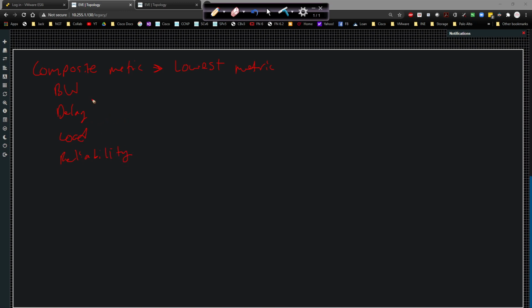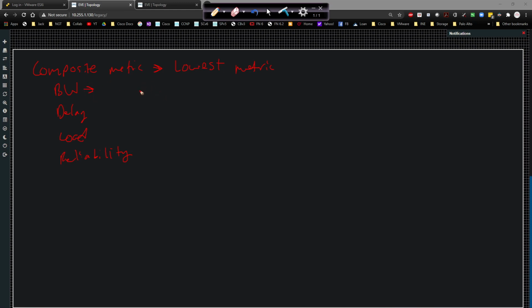The attributes that are used in order to determine the composite metric are going to be bandwidth, delay, load, and reliability. Now, each one of these has a unique set of characteristics. So the bandwidth is going to be the lowest bandwidth along the path in kilobits per second from point A to point B. In other words, what is the lowest, or the slowest link between two endpoints, source and destination? Whatever that link speed is going to be what we need to use as our calculation variable for any traffic that goes along that particular path.